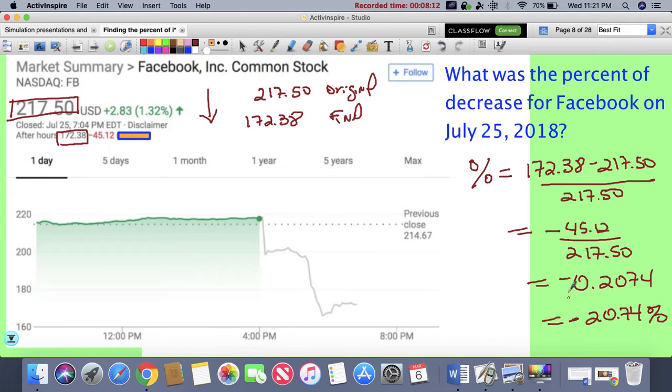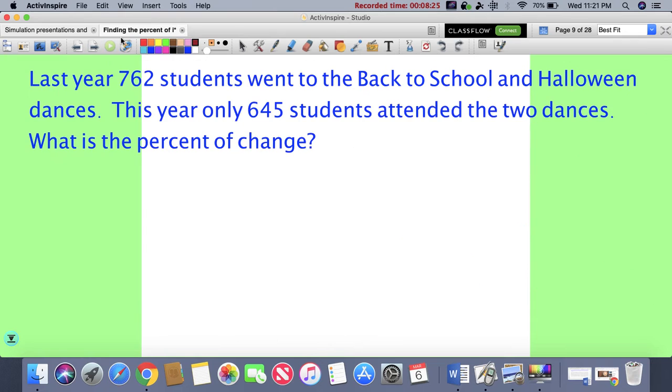Well, the negative sign there is because the price here went down. So when it's a negative percentage, it's telling you that the price went down. When it's positive, it means that the price went up.